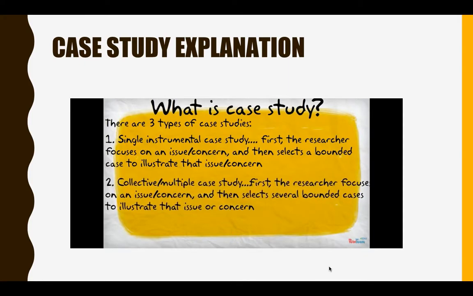Next is collective or multiple case study. This is similar to the single instrumental case study because the researcher first focuses on an issue or concern. The difference between the two, single instrumental or collective multiple, is that in collective multiple, the researcher then selects several bounded cases to illustrate that issue or concern. Single instrumental case study is just one case, collective multiple is several cases. So, multiple bounded cases are chosen in order to show various perspectives about that issue or concern.